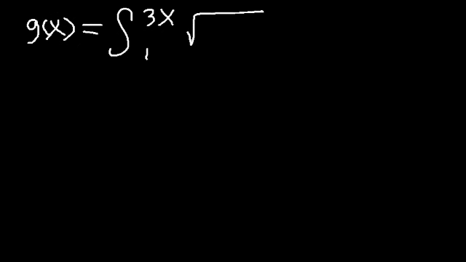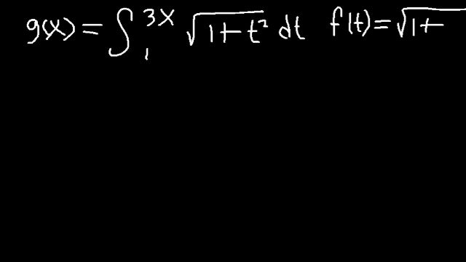Perhaps I should explain it now before I forget. So g of x is equal to the antiderivative of 1 to 3x square root 1 plus t squared dt. So let's keep in mind that f of t is the square root of 1 plus t squared.